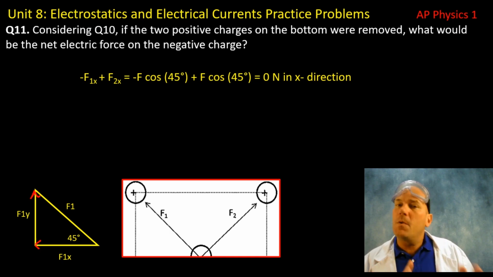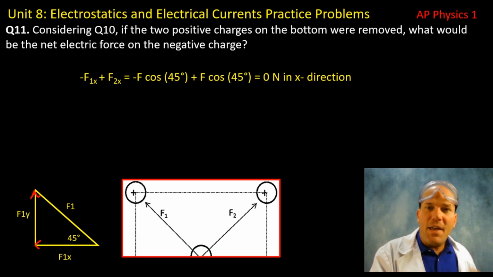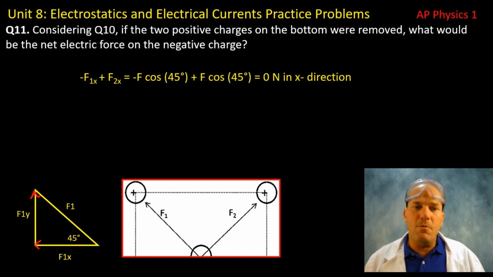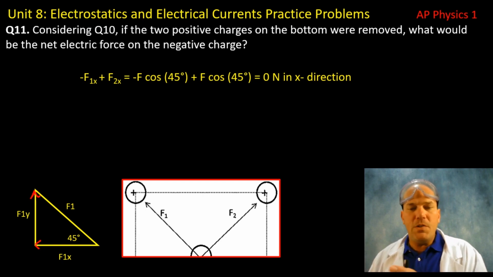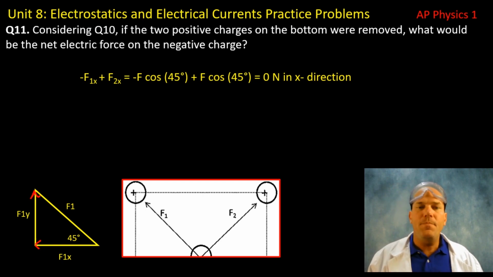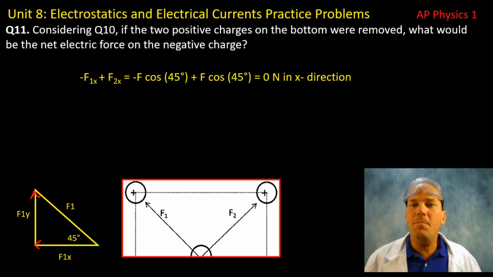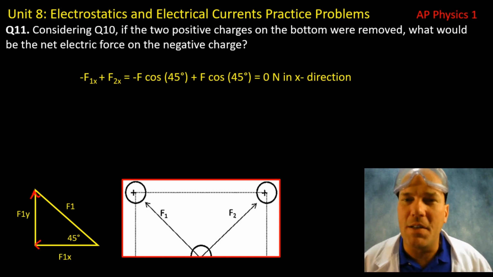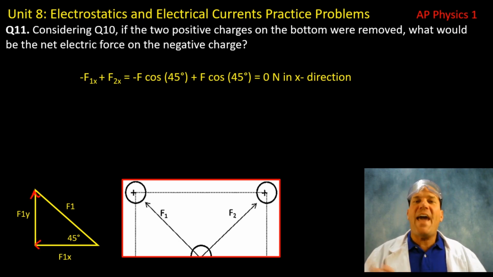Well, the force 1 has a leftward direction. We call left negative and right positive. Force 2 has a rightward direction. And so when we add those up, we get 0 newtons in the x direction. So there's no force acting horizontally on this system.